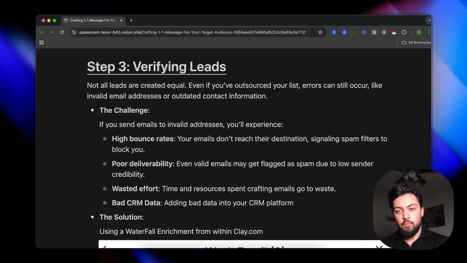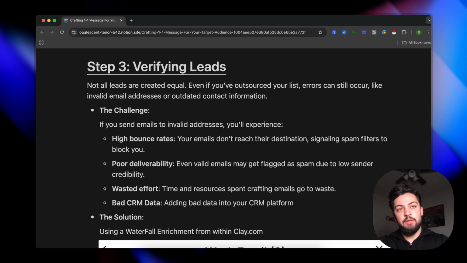And oftentimes, what you realize is that one email provider might give an email address, but chances are it's actually going to go to spam if you end up emailing them. It's not an accurate email. So what happens is if you send these emails, you get a high bounce rate, poor deliverability, which means the emails get flagged to spam by Gmail or Outlook. You obviously waste your time because you go through this entire process and you send emails and you realize they're actually not good emails. And then that ultimately leads to having bad CRM data, right?